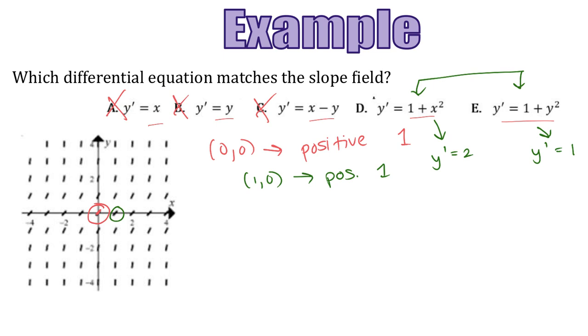So I'm feeling like it's probably E, but let's look at one more point just to be a little bit more sure. If I plug in (2, 0), I should again have that same slope that looks like it's about 1. If I plug that in here, I would get a slope of 5, which would be very, very steep, to go up 5 and over 1. So D isn't going to make sense as the answer, and E is.